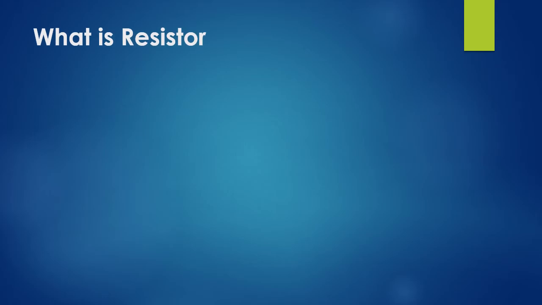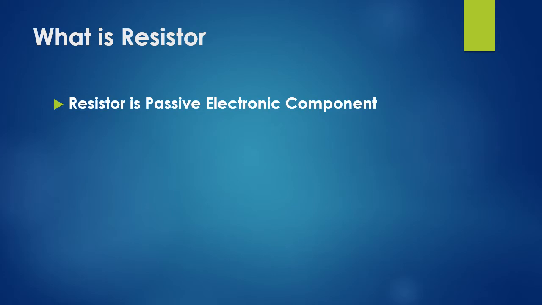So first we will see what you mean by resistor. Resistor is a passive electronic component. In my previous video I told you what you mean by passive and active electronic components. So resistor is a passive electronic component. It is a two-terminal component, which means it has two terminals that can be connected in the circuit.